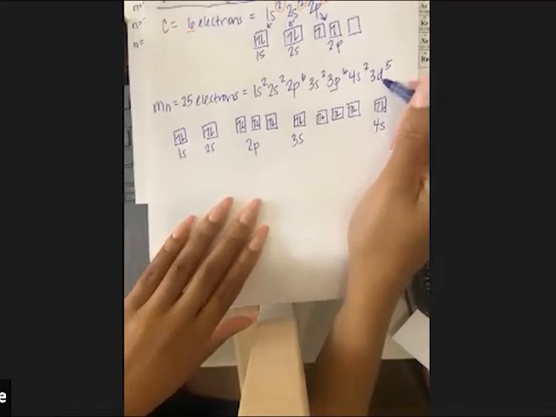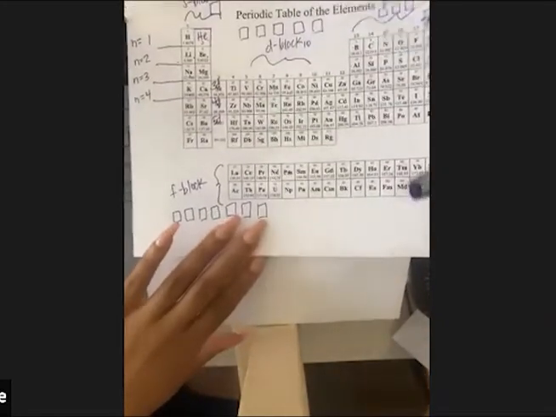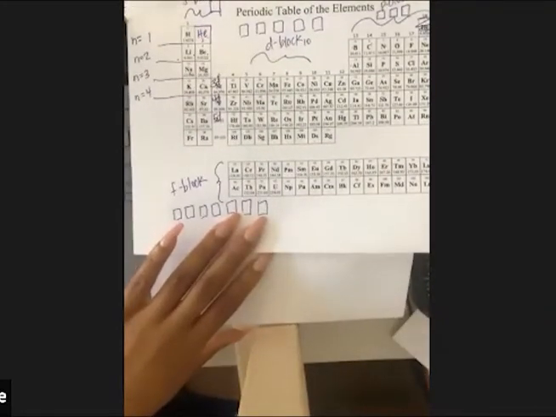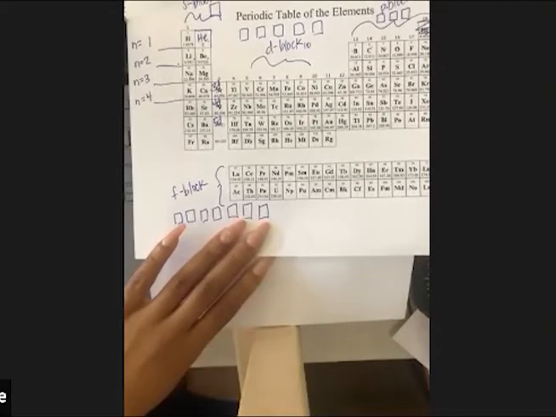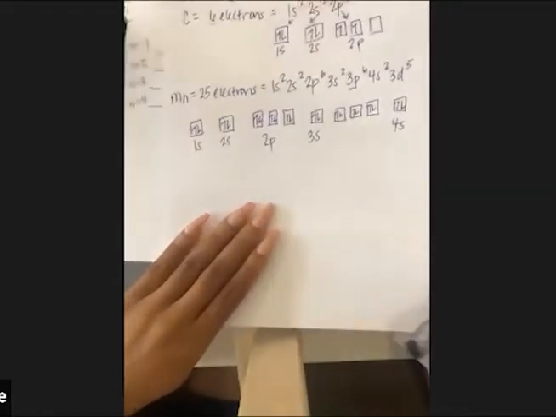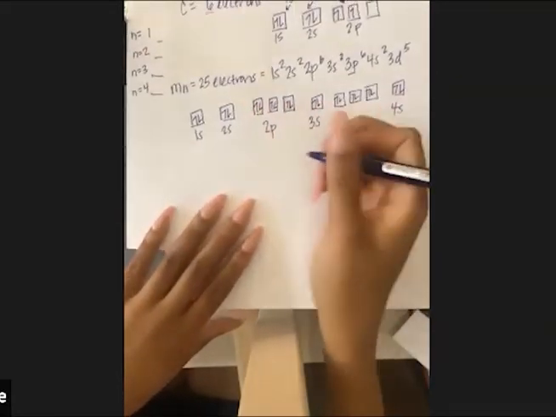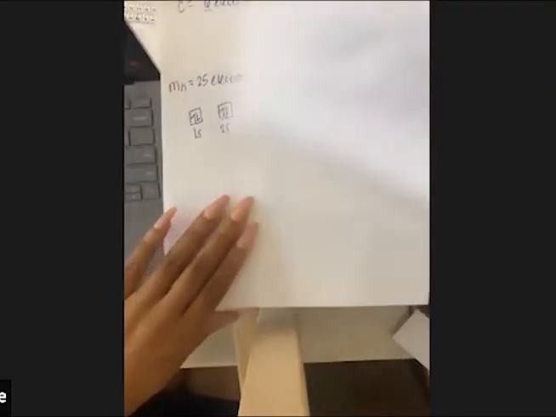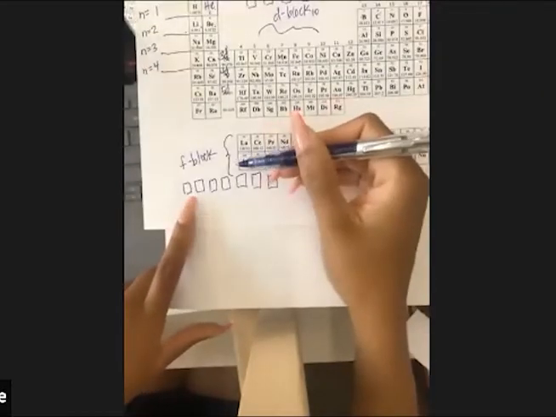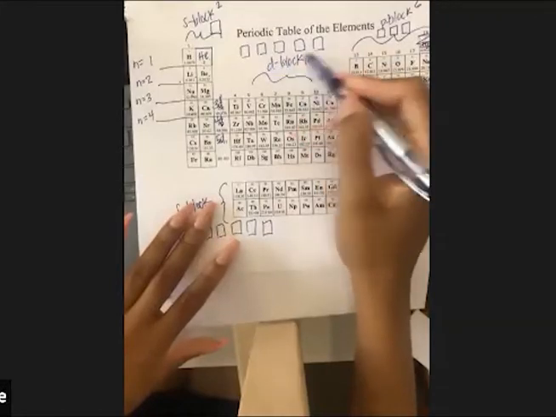1, 2, 3, 4. How many boxes do you guys think I need to draw for the D orbitals? I see Eve wrote it in the chat. We have to draw 5, guys. The one that needs 7 is the F block, but when we have the D block, we need 5.